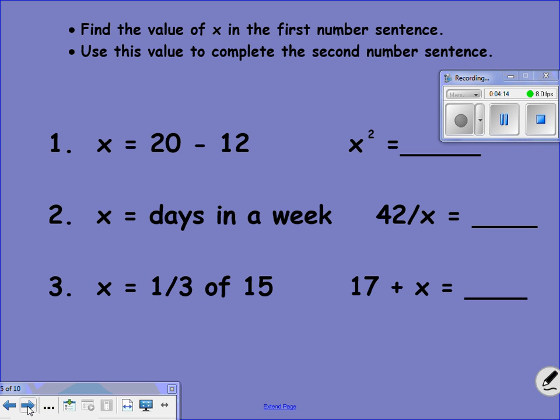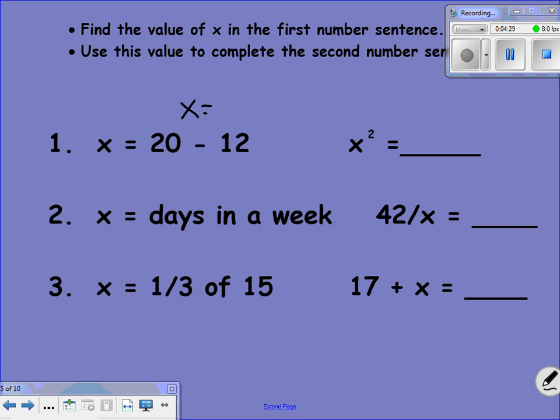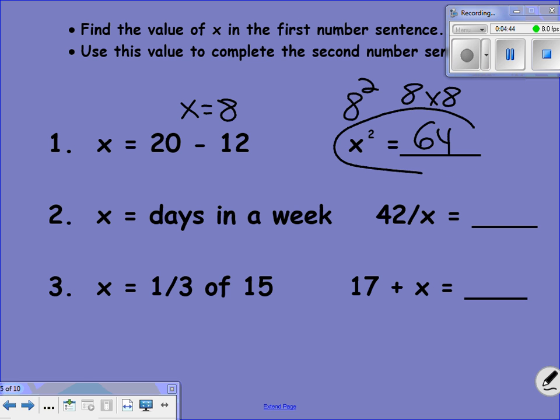Let's keep going. Find the value of x. Okay, we're going to be working more with this. We did this actually today in class. X equals 20 minus 12. Well, 20 minus 12 is 8. So x equals 8. So this problem right here would be 8 squared. Keep in mind, kids, this is not 16. This does not mean 8 times 2. This means 8 times 8, which we all know is 64. 64 is my answer.